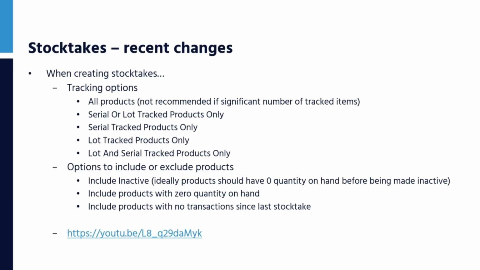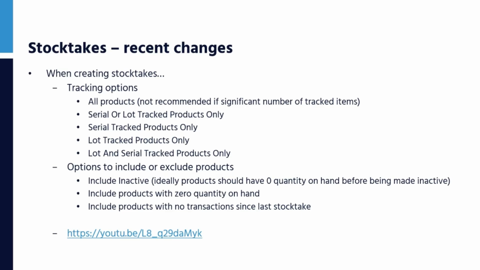So when you're creating your stock takes, as we had a look at the previous slide, you do have those tracking options now. Below that in the screen grab, which was obscured, was the options to include and exclude products, which has also been added recently, where you have the ability to include inactive. Ideally, you should have processes in place before you make a product inactive that it has a 0 quantity on hand. And then you also have the ability to choose whether you want to include products with 0 quantity on hand or not. Chances are if the system thinks you've got 0 on hand, you do have 0 on hand.